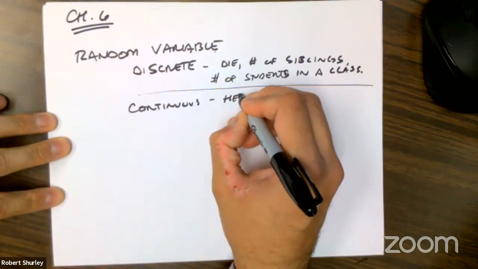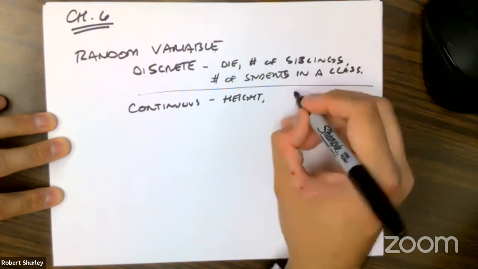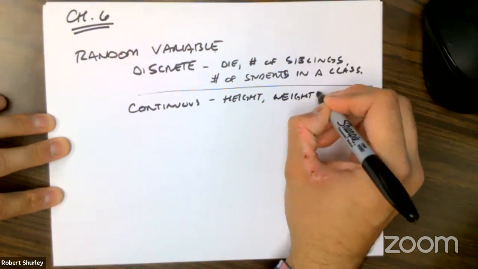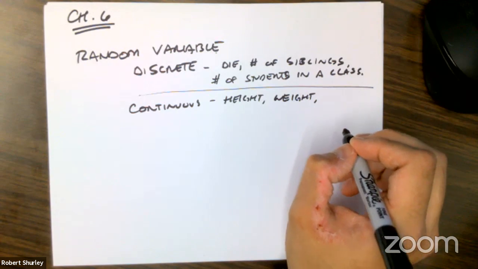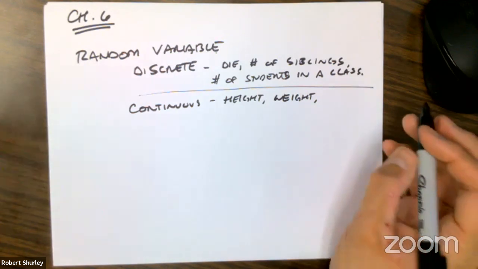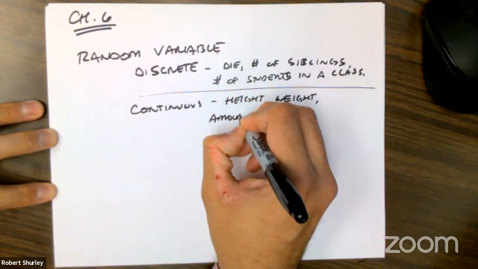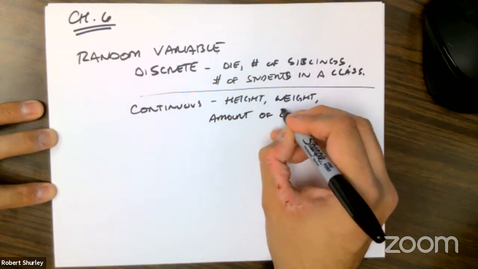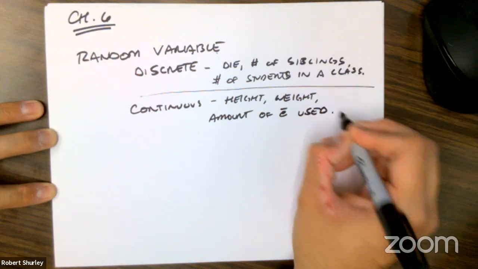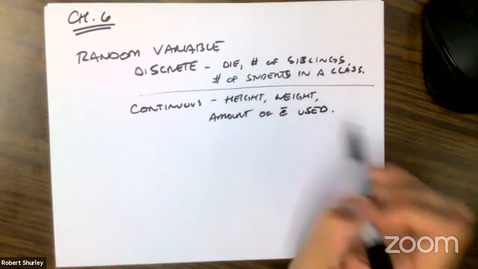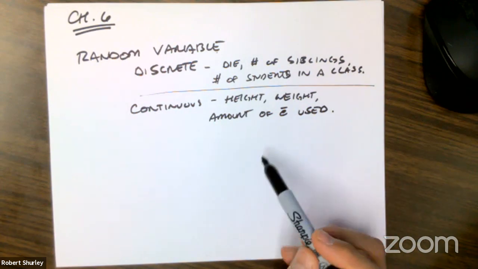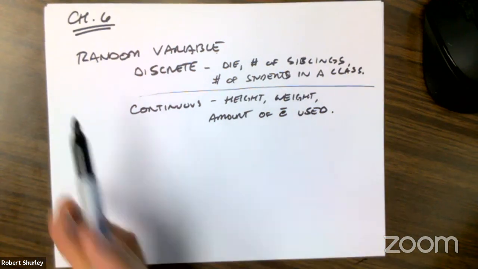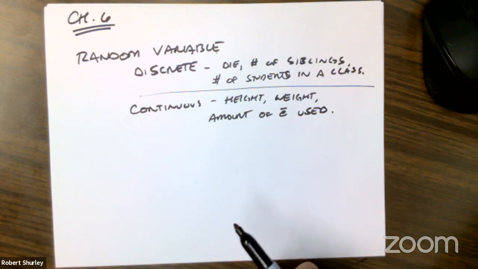So like height would be continuous, right? Weight. Something else your book goes over: amount of electricity used. I'm just stealing it from the book. Those are all continuous variables, right? So discrete is very whole-number-esque, like the number of siblings, the number of students in a class. The outcome from flipping a coin is discrete, right? Heads or tails, very discrete, okay?